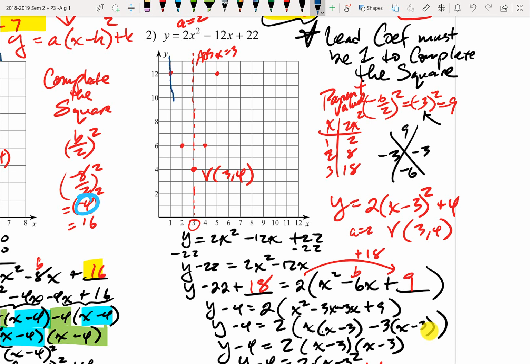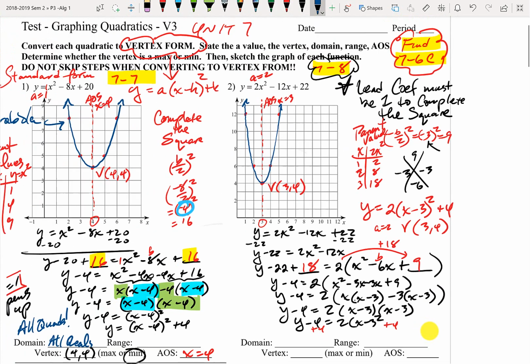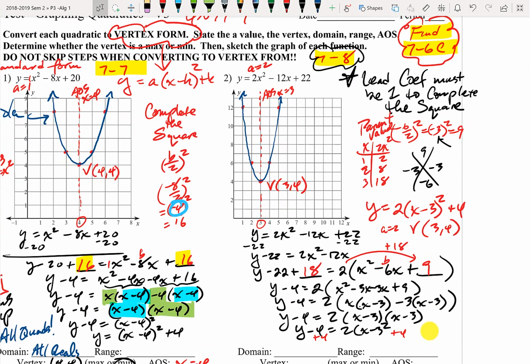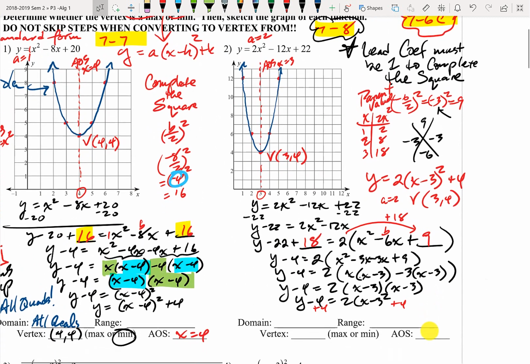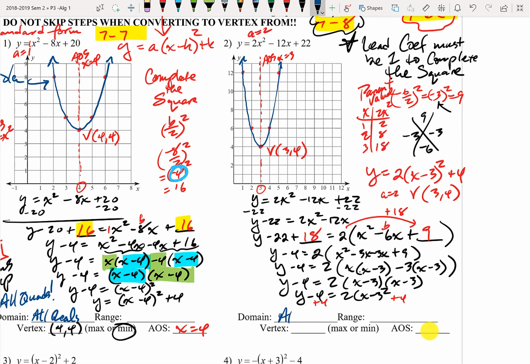Okay, and it's more narrow because a is 2, and that changes the shape of the parabola. So this parabola is more narrow than the previous one because a is 2 and not 1. Changes the shape. The domain is the same for all parabolas. It's always all reals. Oh, I forgot the range on the previous one. I'll do that here in a minute.